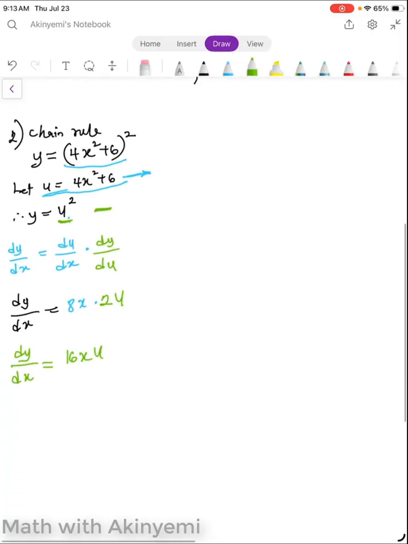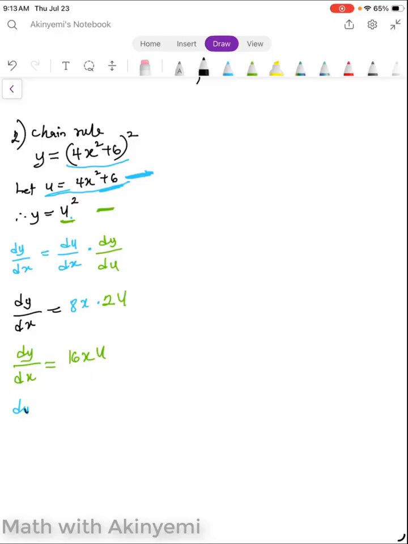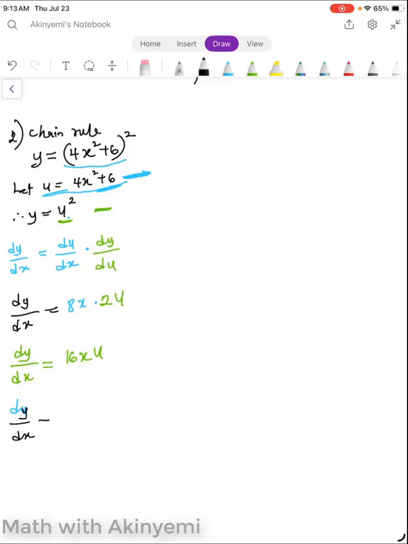Don't forget what our u is. This is our u. So dy over dx equals 16x into bracket 4x squared plus 6. And that's it. We can stop here.